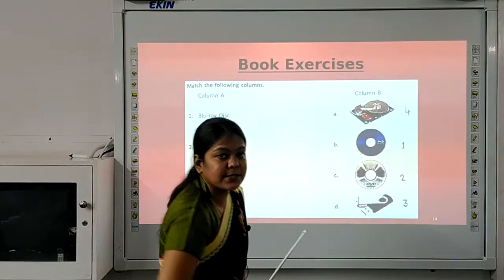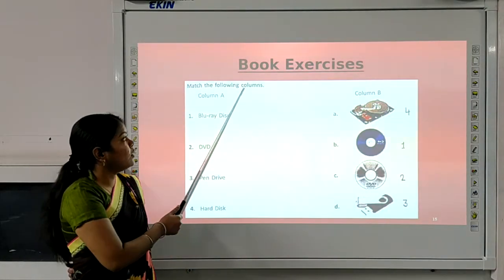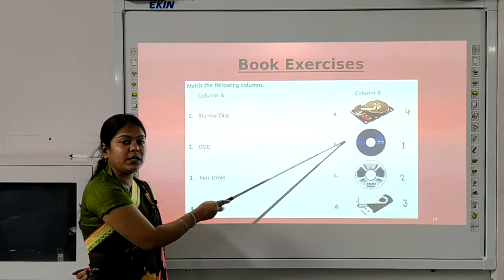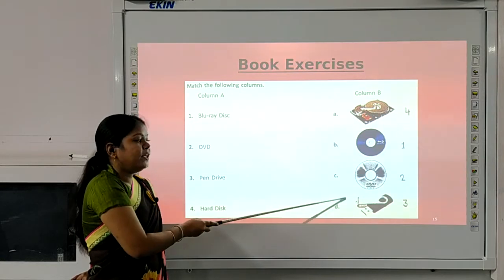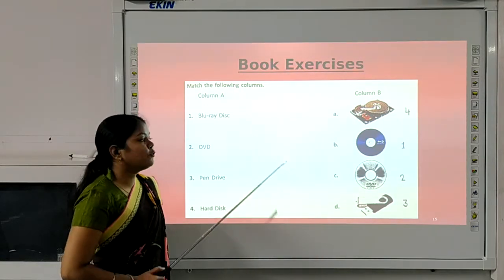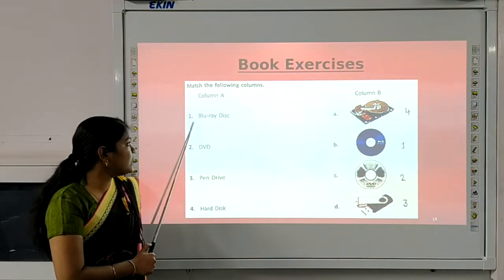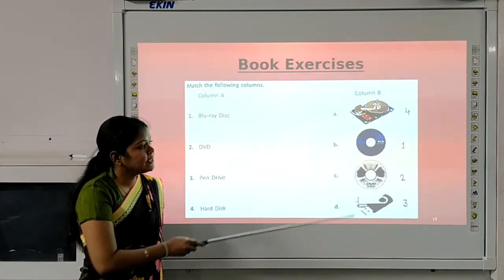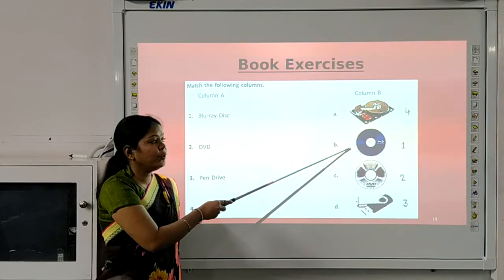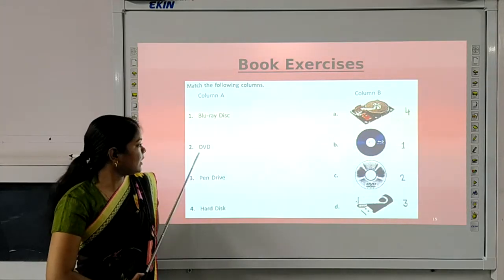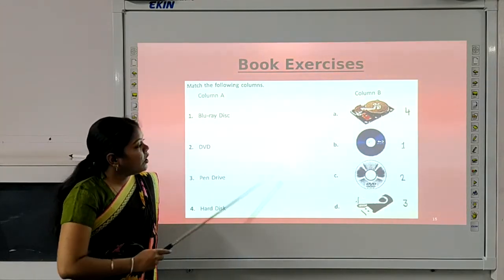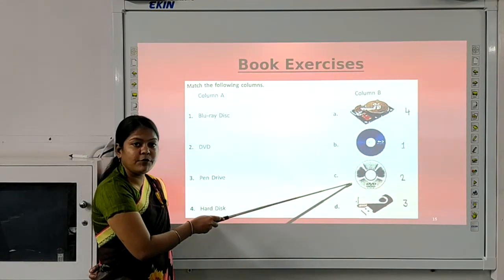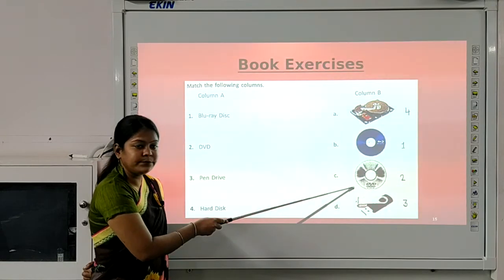Students, our next exercise is match the following columns. We have two columns, column A and column B. In column B, we have images of different storage devices and we have to find out their names. First is the Blu-ray disc. We have seen in our slides that this is the Blu-ray disc. Next, students, we have DVD. From these images, we have this image of DVD. So this is the correct answer.